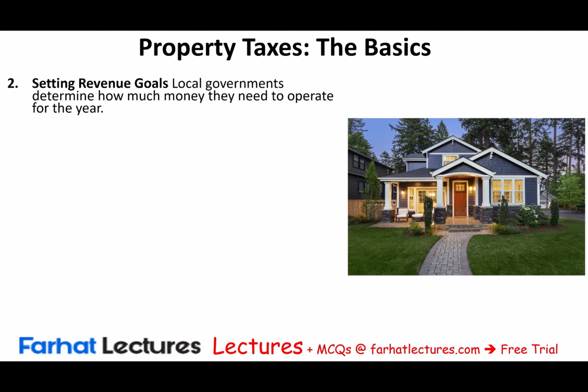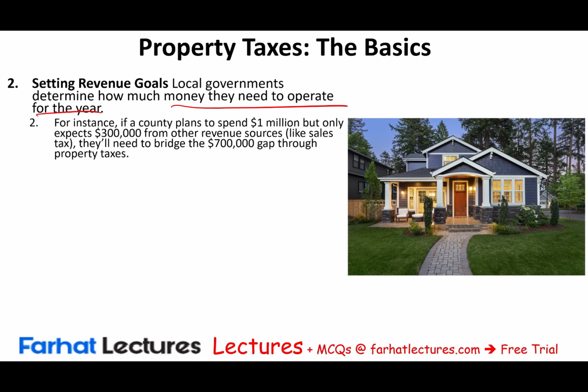So, setting revenue goals. Remember how government works. It's funny, but that's how it works. First, the government determines how much money they need to operate for the year. They would say, okay, our budget is $1 million. For example, if a county or a city decides that they want to spend $1 million, that's it. They determine the revenue first. It's a great way to do business because they can always get the money. But they only expect $300,000 from sources other than property taxes, like sales taxes and other taxes. So they need $1 million, but they know they can get $300,000 from places other than property taxes. It means they are short $700,000.